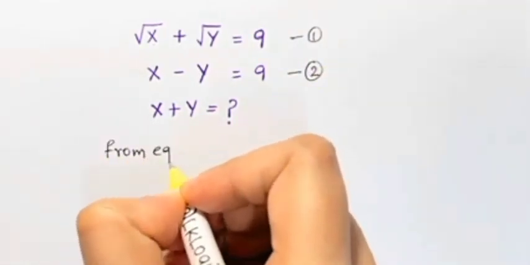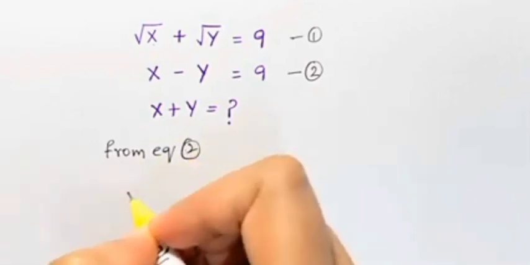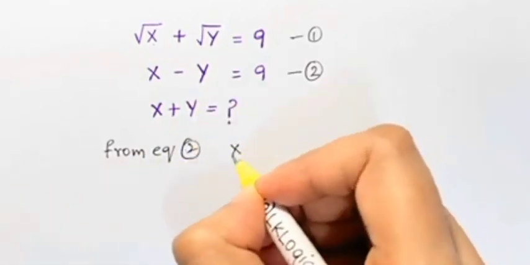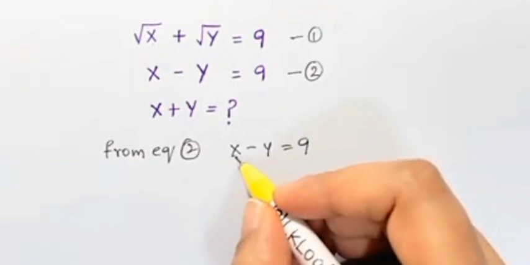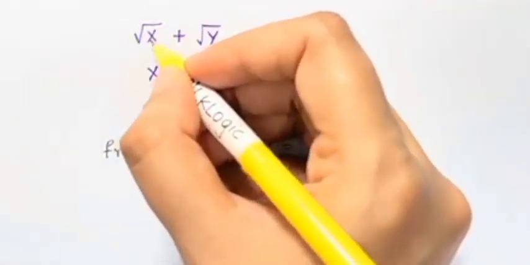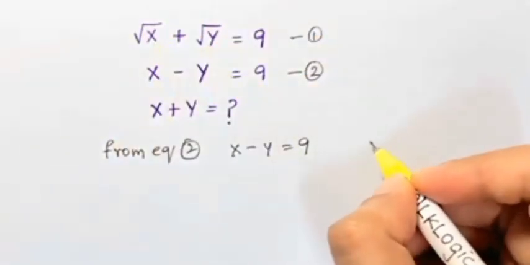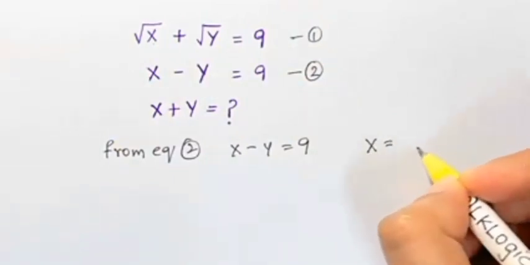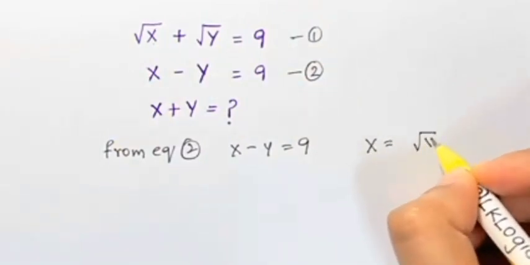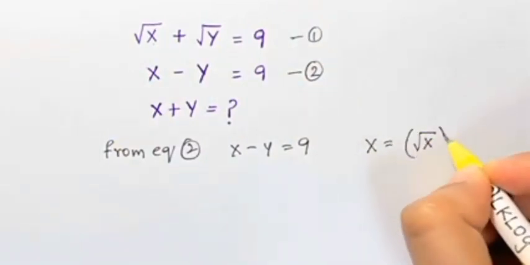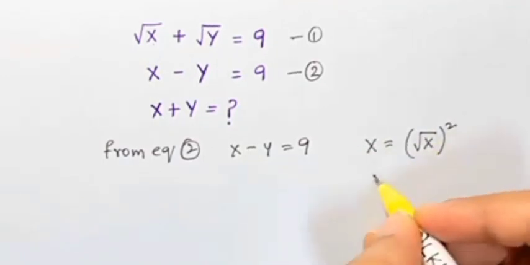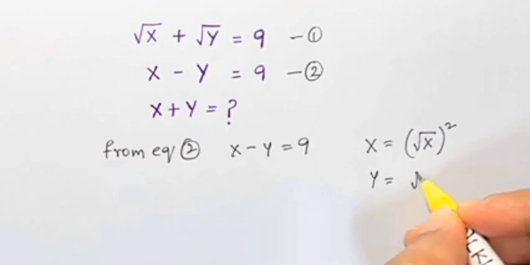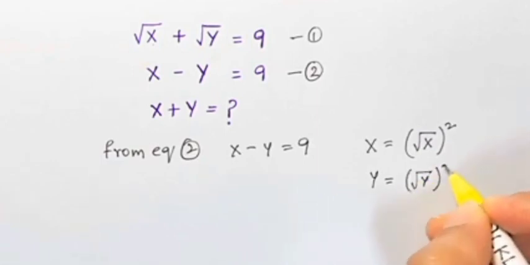From equation 2, what we can say, x minus y equals 9. Now I'm going to write x in terms of square root of x. And how can we do that? x is equal to square root of x, and I need to write in terms of square root, so I'll just put on square. So if they cancel, you'll get back the x. So y can be written as square root of y the whole squared.